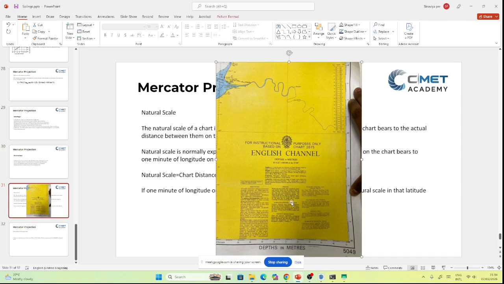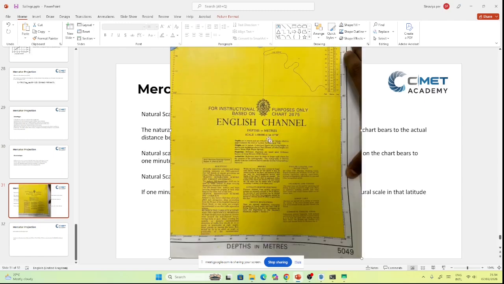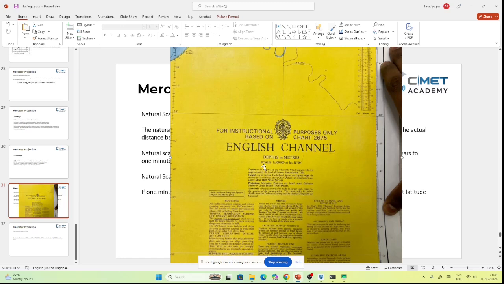Okay. See here, you can see the scale 1 to 500,000. Can you see it here? At latitude 55 degrees. Can you see it, guys?